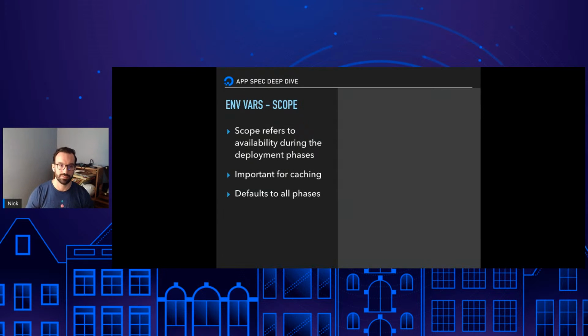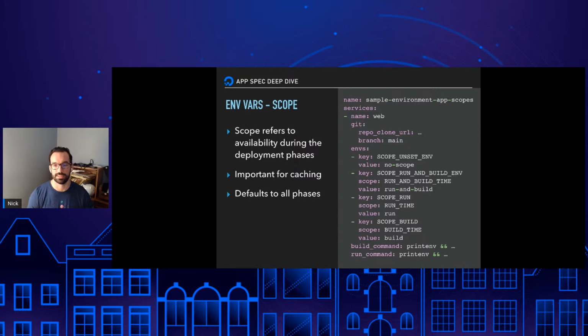Scope really refers to the availability of that environment variable during the different deployment phases, which are the build phase and the actual deploy phase. And like I said, this is really important for caching. If you have an environment variable that you know is not used in the build phase, you definitely don't want to allow it to be used in all phases, because anytime it changes, it's going to invalidate that cache.